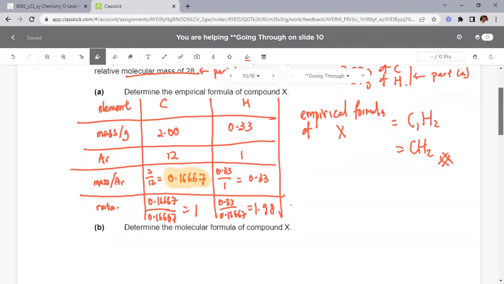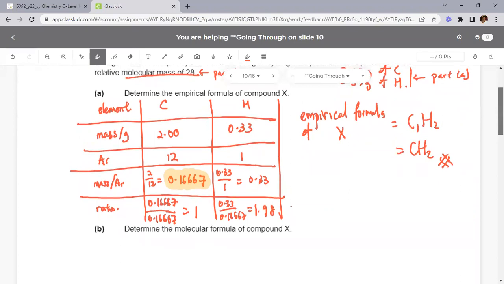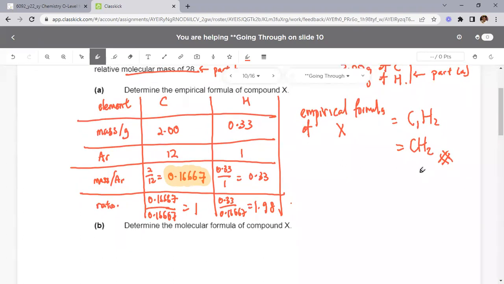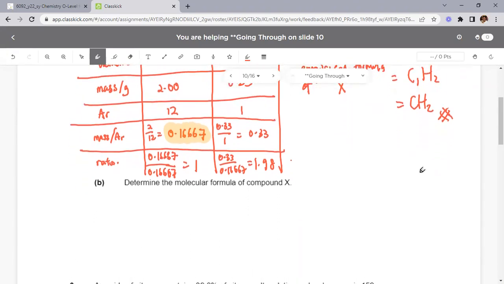I know some of you, your iPad is now in guardian mode, sleeping already. So if you want, you can take pictures of this. No issues. So this will be the empirical formula of X, which is CH2. Now the last part: find the molecular formula of compound X. To find the molecular formula, first we need to find the MR of the empirical formula.